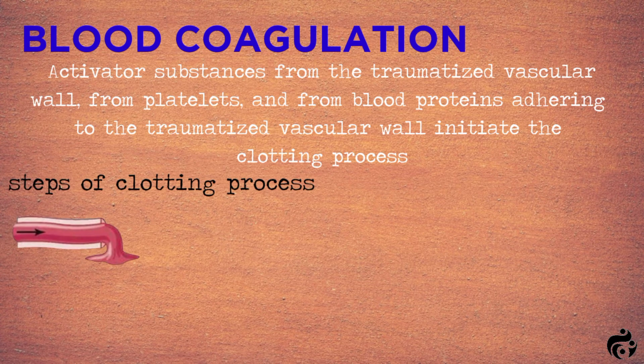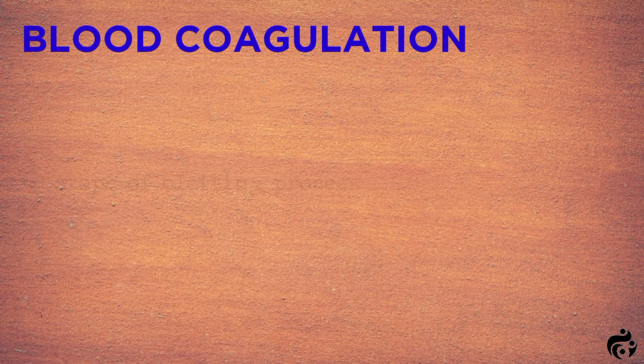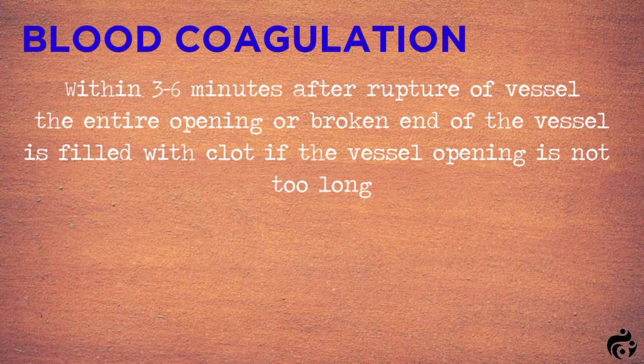First is the severed vessel. Then the platelets agglutinate. Fibrin appears, fibrin clot forms, and finally clot retraction occurs. Within 3 to 6 minutes after rupture of the vessel, the entire opening or broken end of the vessel is filled with clot if the vessel opening is not too large.